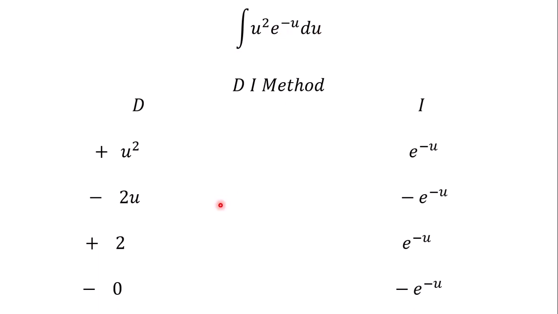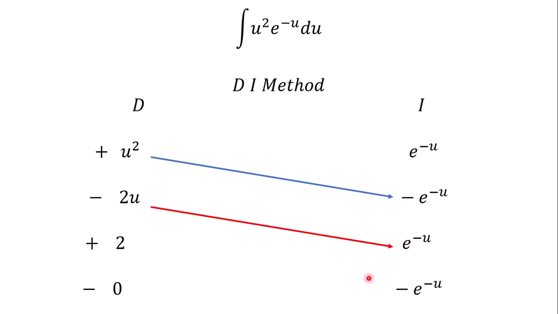We are going to write our answers, and the answers are generated by multiplying the product of the diagonals. That is, this will multiply this, which is indicated in the blue arrow. And also this will multiply this, which is indicated in red arrow, followed by black arrow. And the last one is the one which is in green parentheses.